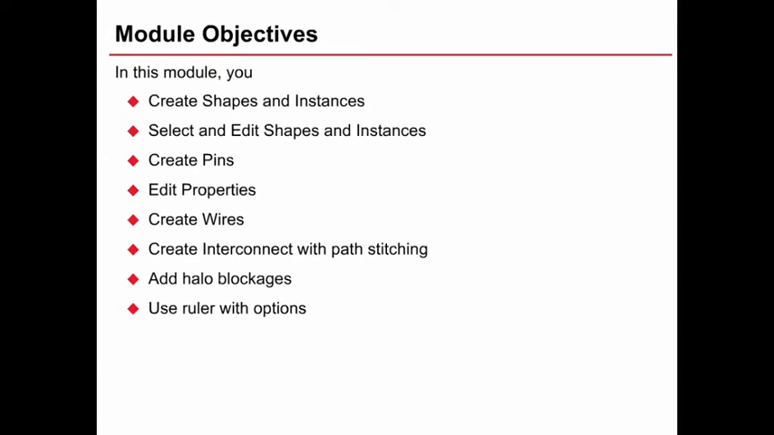In these module objectives, again, it's kind of those daily things: creating shapes, editing. You need pins for connectivity, so you're looking at properties and then wires, and then interconnect with path stitching, which will allow you to go from metal 1, it'll create the via for you, then go to metal 2, back and forth. And then halo blockages to be able to keep out metal 1 from going across something, or different blockages. And then the ruler's got some new options so that you could have a little smarter ruler.